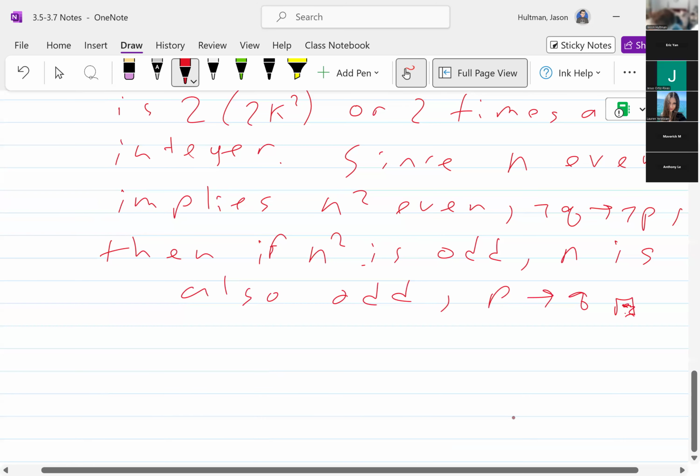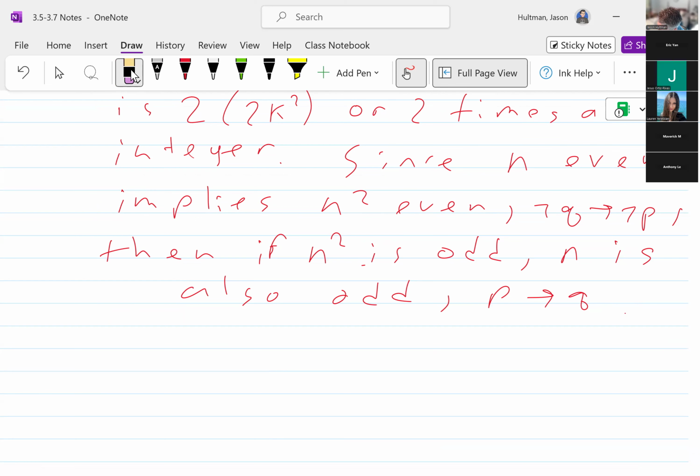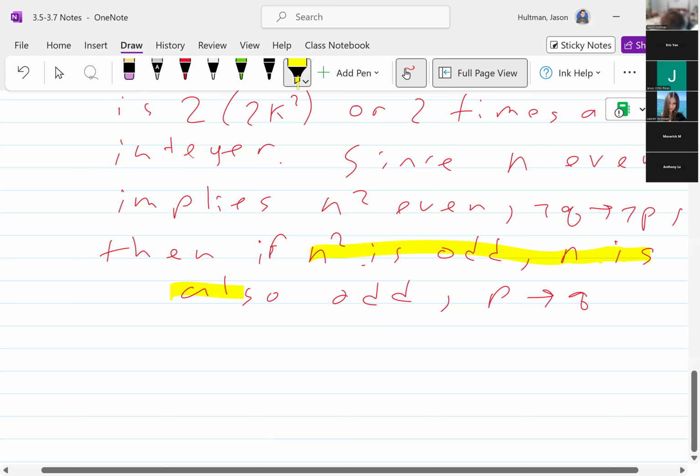Well, we should say what we proved before we end the proof. Basically, we proved that if n squared is odd, then n is also odd. Proof by contrapositive. We don't really need the therefore, because we just stated it right here. That's what we're trying to prove. And so we can end the proof there.